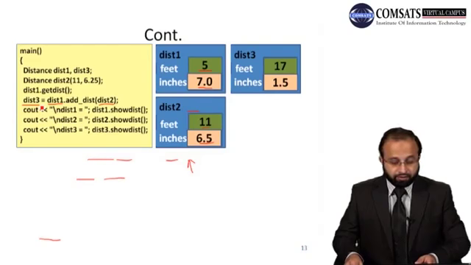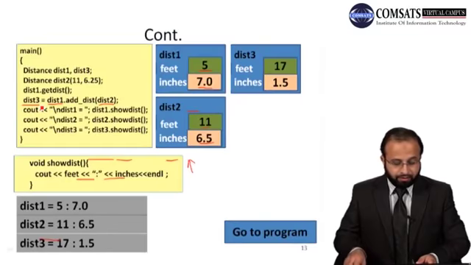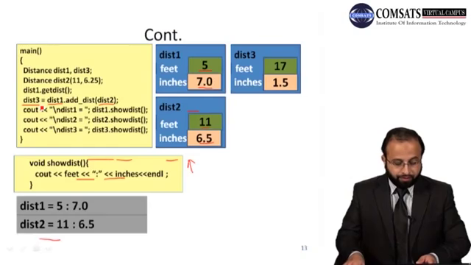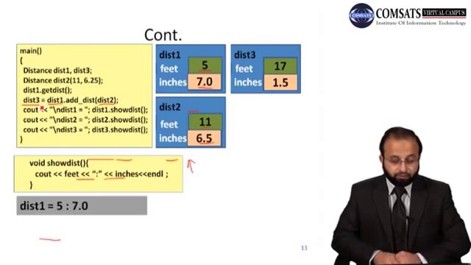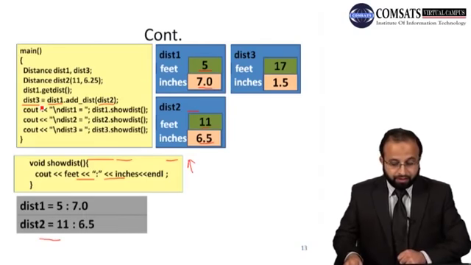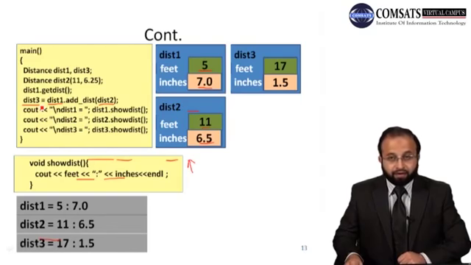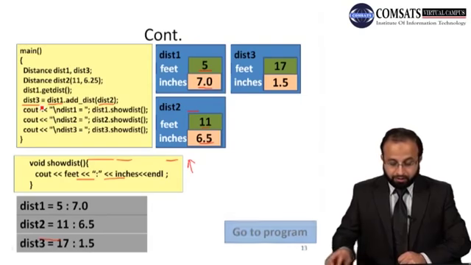Then you can print those values using a showDest function. First the showDest function is called with dest1, so 5 feet and 7 inches, and then dest2 is 11 feet and 6.5 inches, and then dest3 is 17 feet and 1.5 inches, right? Let's go and see the example program.